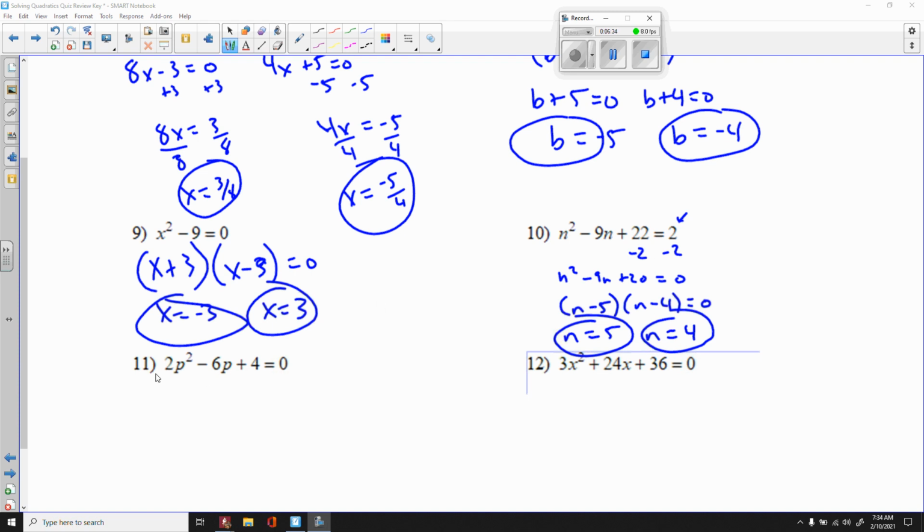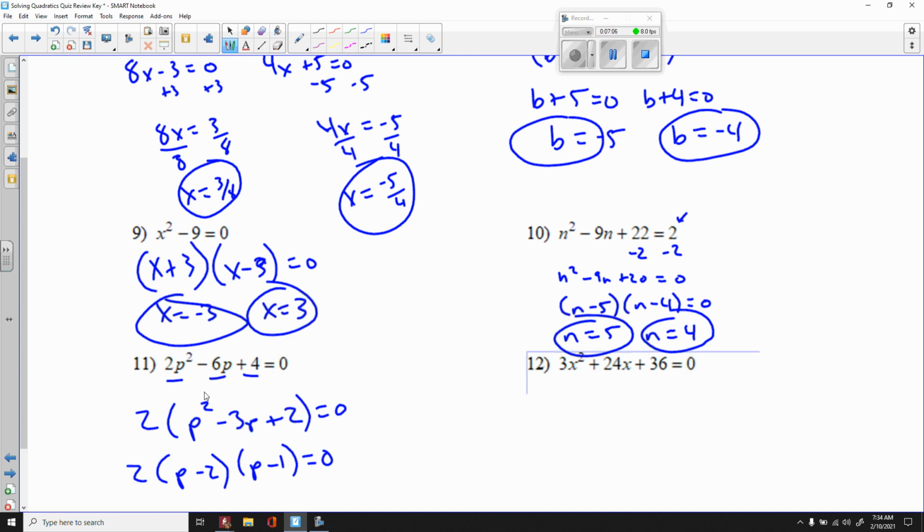Let's check out 11. When I see that the a value is not 1, is there anything that I can take out? Is there any greatest common factor to make factoring easier? I want to take out a 2. So I'm left with p squared minus 3p plus 2. Now that my a value is 1, I can factor the factors of 2 that add up to negative 3. P minus 2, p minus 1 equals 0.